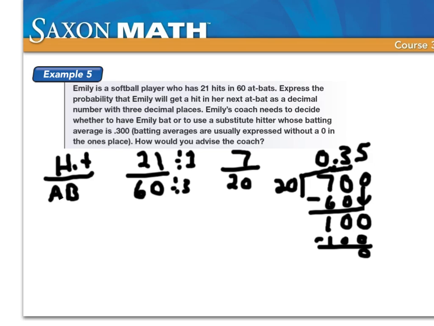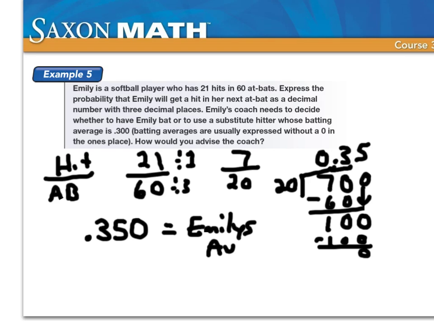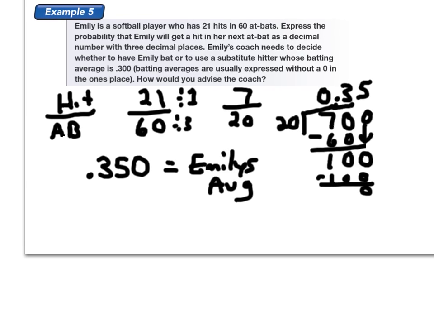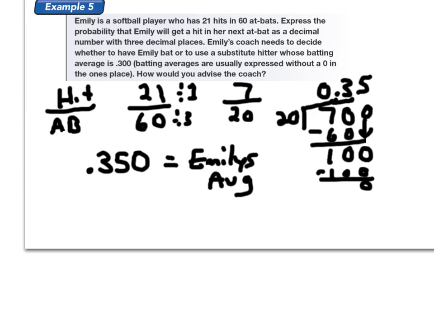Okay? So we got 0.35 for our answer, but it says we want to express this as a decimal with 3 decimal places, and a batting average is always put without the 0 in front. Okay? So I just want the 3 decimal places. Well, I've already got 0.35. Then I need to throw a 0 on the end. And that's Emily's average. So Emily is batting .350. That's a good batting average if you know anything about baseball or softball. Then the substitute hitter is hitting .300.